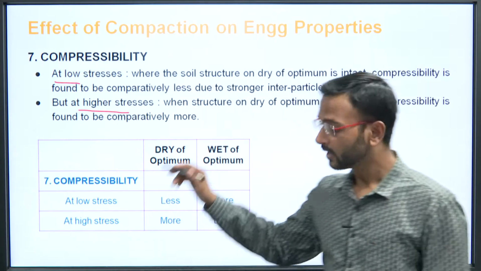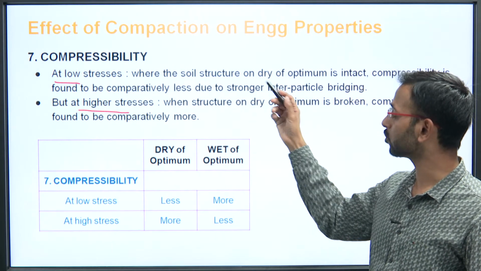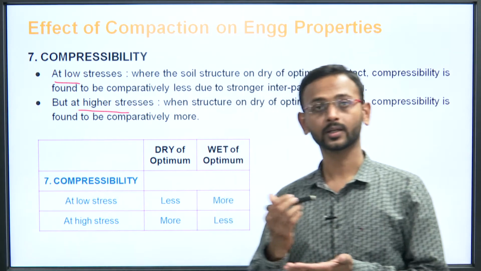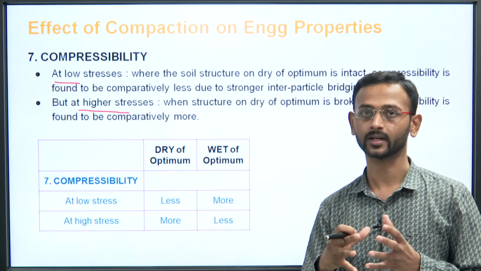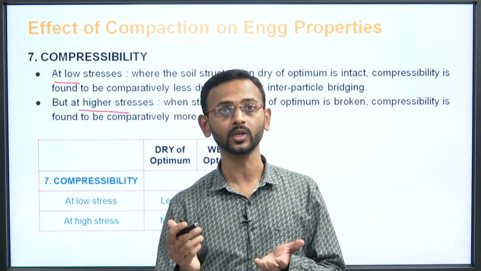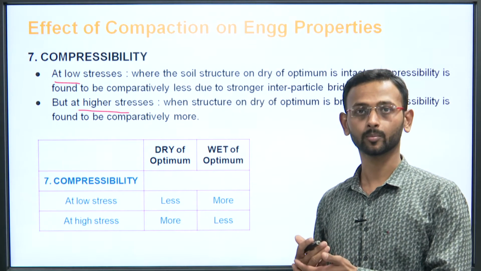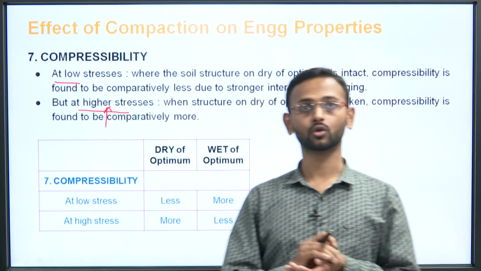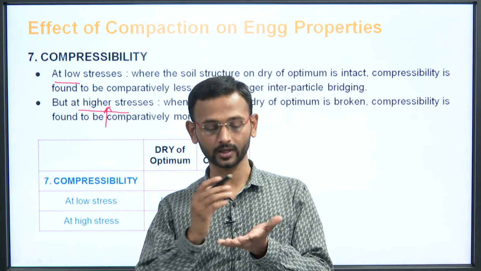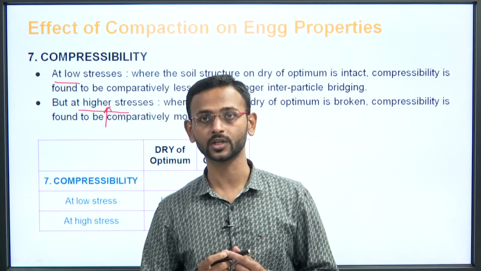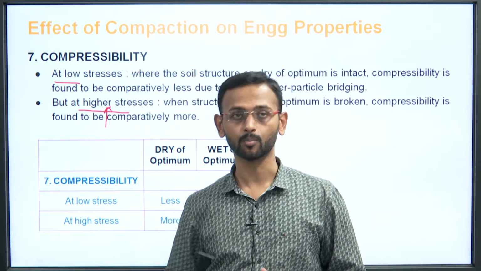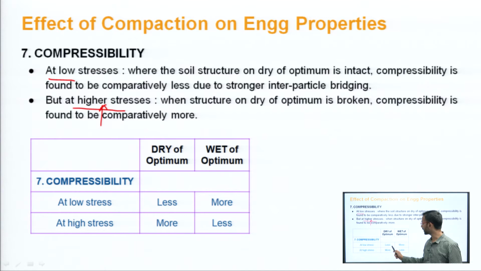Now see here, in the low stresses case, the structure of the soil on dry of optimum is intact, because the load provided is much lesser, and the reactive strains are holding the structure intact, that is, it is not breaking. So the compressibility is found to be comparatively less due to stronger interparticle bridging. But at high stresses, when the load is increased, the structure will collapse. So when the structure on the dry of optimum is broken, the compressibility will be found to be comparatively more. So at low stresses on the dry of optimum it is a lesser value, and on wet of optimum it is slightly more.